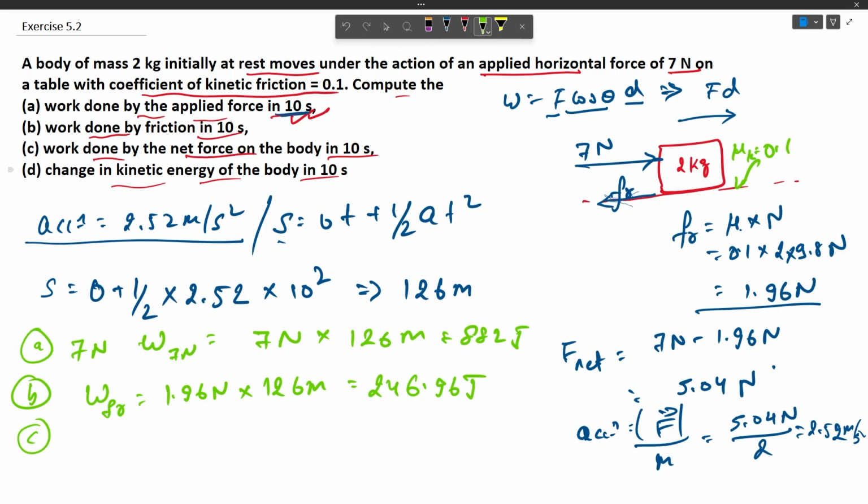Now C part of the question says that work done by the net force on the body for 10 seconds. So here net force we found out as 5.04 Newton. So work done by net force would be 5.04 multiplied by 126 meter, and that would be equal to 635.04 joule.